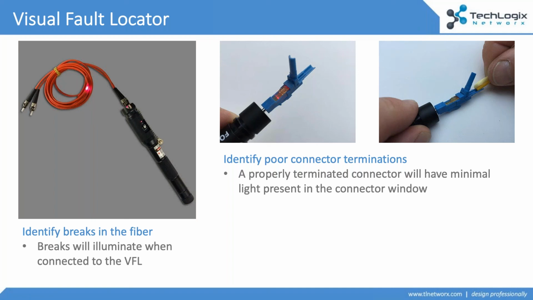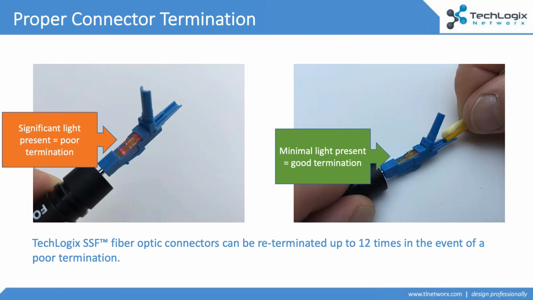The VFL is also used to identify a poorly terminated fiber. And the way that works is these good mechanical connectors have locking tabs, and that locking tab doubles as a window. If you have a poorly terminated cable, there's an air gap in between the end of your fiber and the lens of your connector.